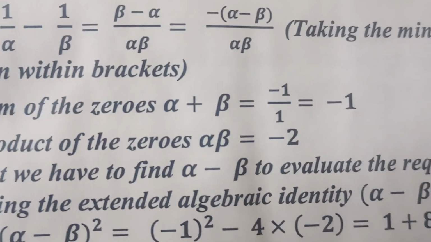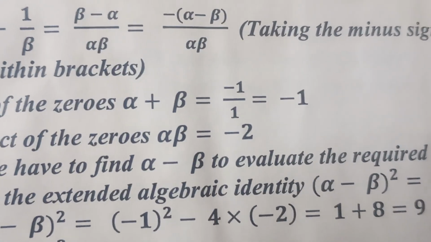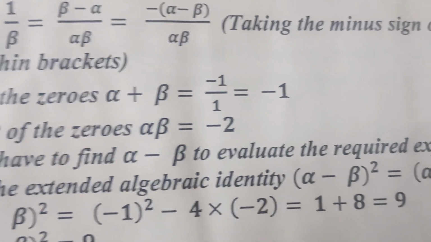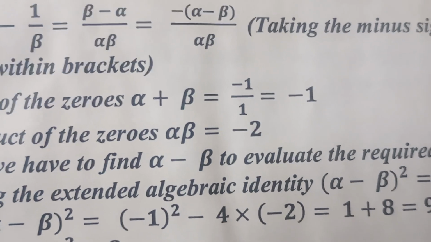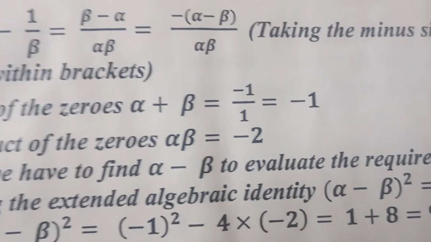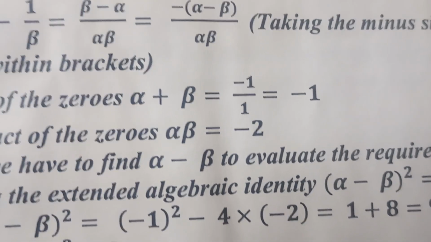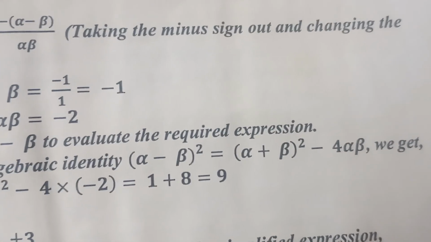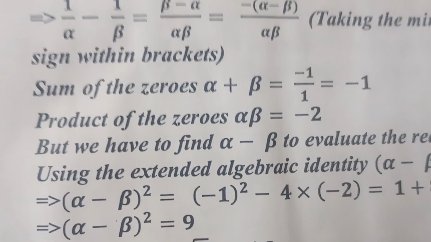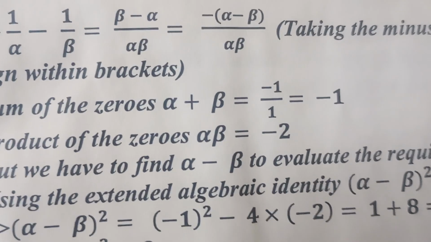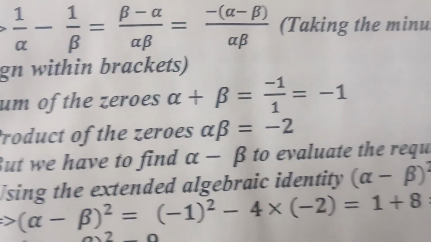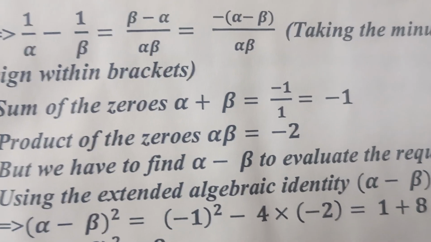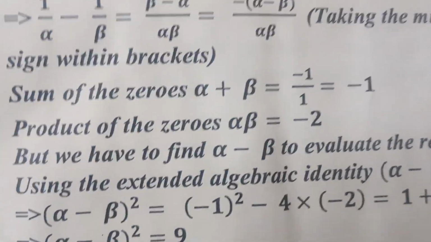Hope you understood this. Now we need to simplify this a little bit because we don't require beta minus alpha. It's better if we have alpha minus beta with us. So we take out the minus sign, taking the minus sign outside and changing the sign within the brackets, we get minus of alpha minus beta by alpha beta.